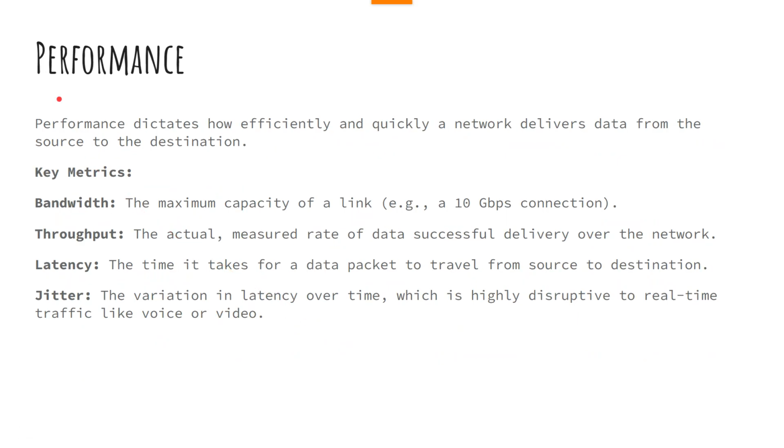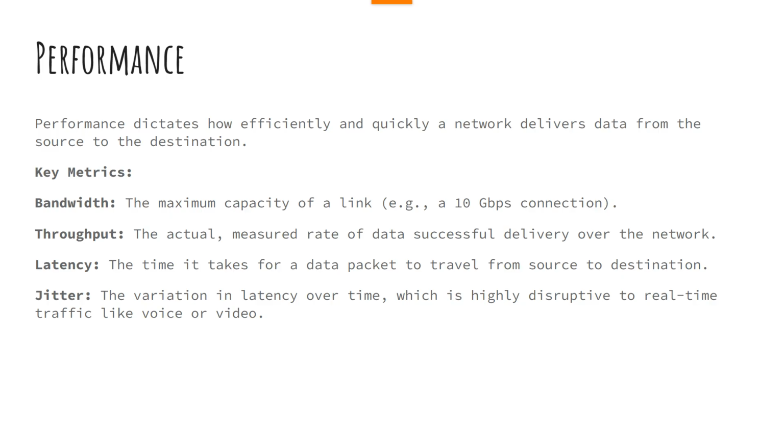The third is the performance. The performance dictates how efficiently and quickly the network delivers data from source to the destination. So the whole idea here is you have a good network, fine, but there's no point in having that network if the delivery of the data is not guaranteed, or if the delivery of the data is extensively delayed, right?